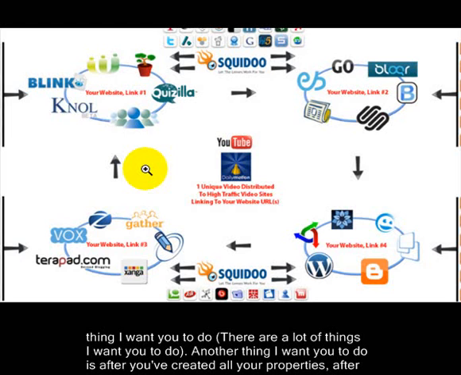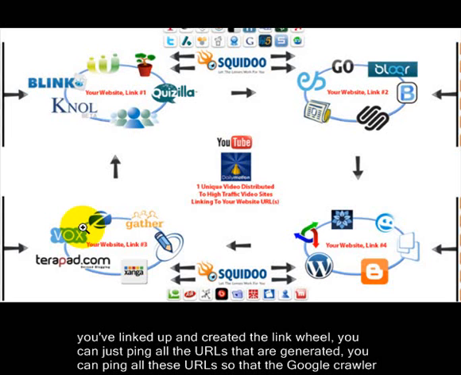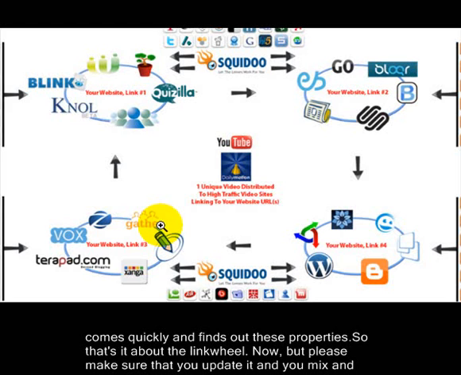Another thing I want you to do, there are a lot of things that I want you to do, is after you've created all your properties, linked up and created your link wheel, you can just ping all the URLs that are generated. You can ping all these URLs so that the Google crawler comes quickly and finds these properties. So that's it about the link wheel.